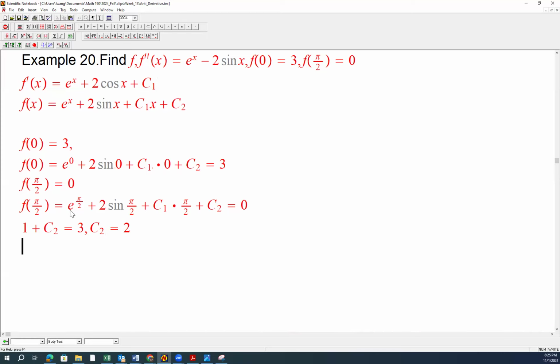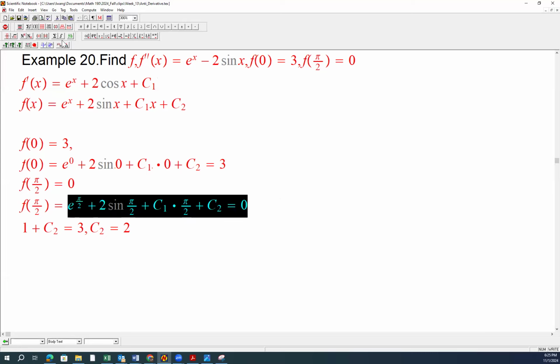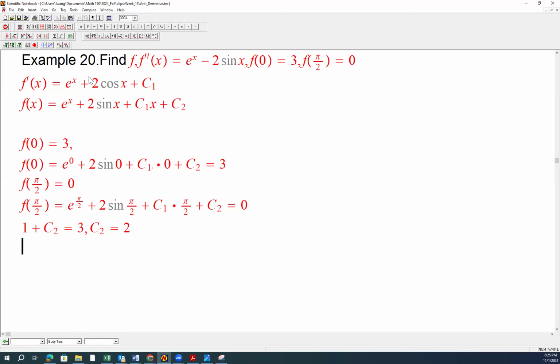Okay, and the second equation looks a little bit more complex. Sine pi over 2 is equal to 1. Okay, so this whole thing is 2, and C2 is 2, right? So 2 plus 2 is 4.